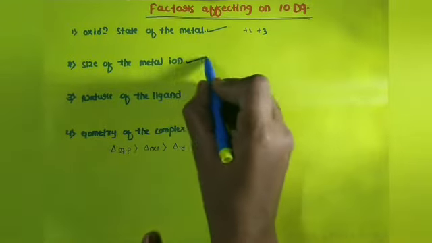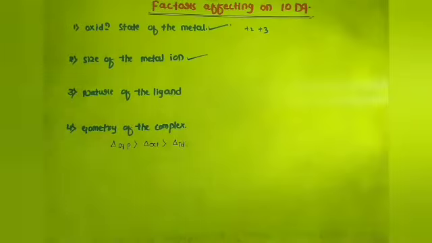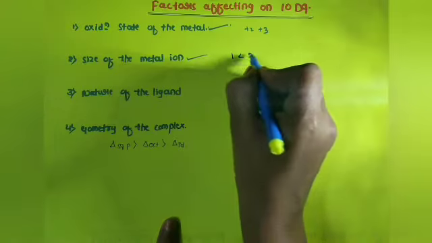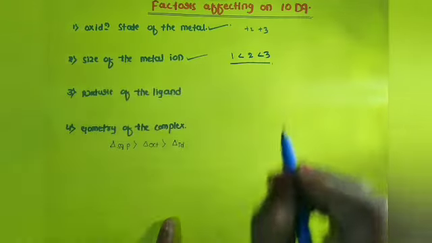Next one is the size of the metal ion. Size of the metal ion means CFSE, crystal field stabilization energy. It is about 30 to 50% greater for a member of the second transition series than the corresponding metal in the first transition series, and it is greater again by the same margin on going from the second to the third transition series. So now I am taking one example. This is the first, second and then third transition series.